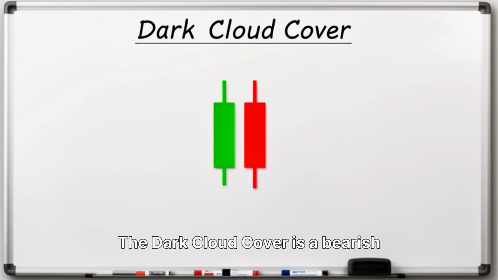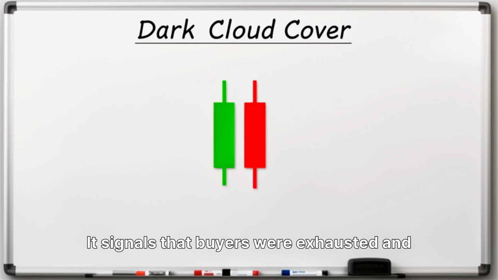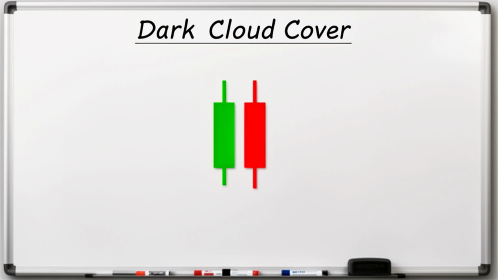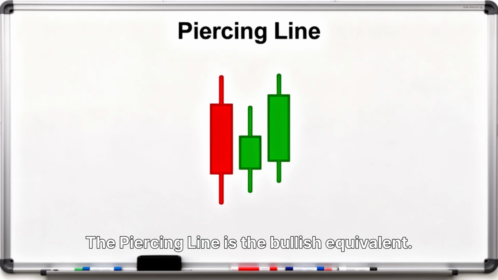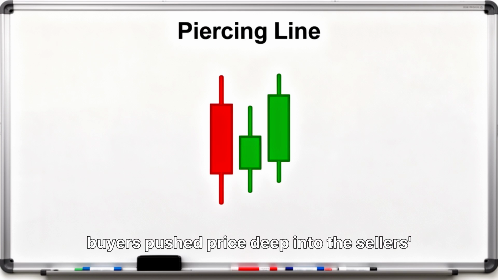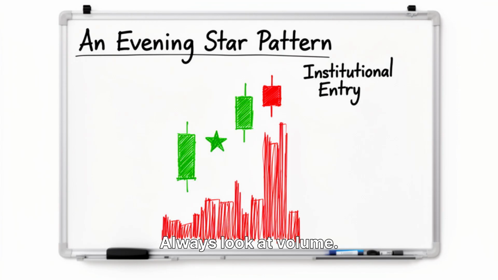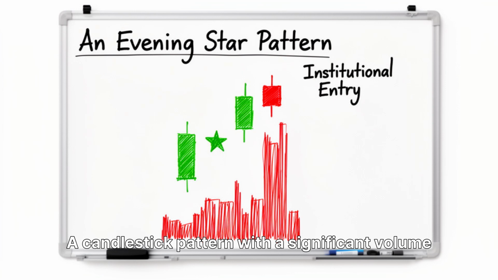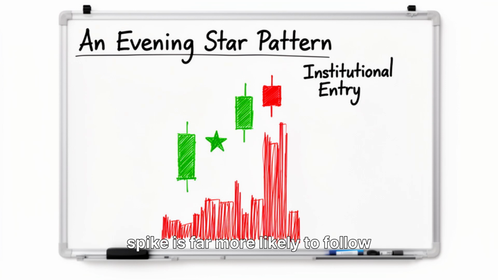The dark cloud cover is a bearish reversal. It signals that buyers were exhausted and sellers have reclaimed the territory. The piercing line is the bullish equivalent. It shows that despite a lower open, buyers pushed price deep into the seller's zone. Always look at volume. A candlestick pattern with a significant volume spike is far more likely to follow through.